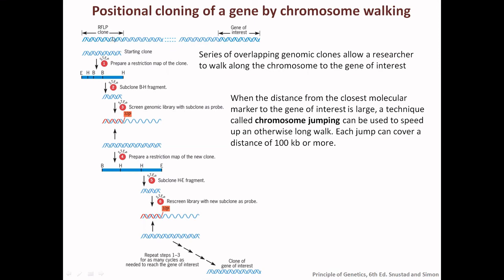So we are walking by a series of cloning and sequencing of the entire stretch of DNA from the molecular marker position to the gene of interest. That's why it is called chromosome walking. And when the gene is far from the position of a molecular marker, there is a process by which sequencing is made faster, and that process is called chromosome jumping. Each jump can cover a distance of 100 kb or more. So the gene of interest can be identified or located from the position of a molecular marker such as the RFLP clone by the process of chromosome walking and chromosome jumping.